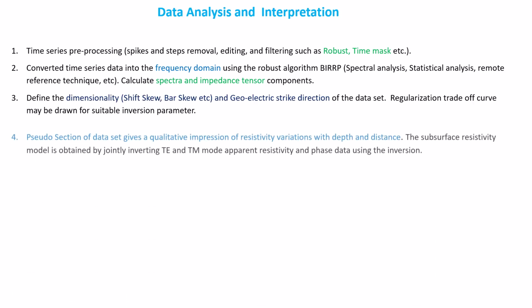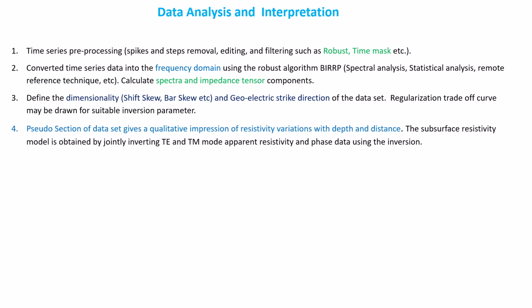We can arrive at the data analysis and the interpretation. Already I have told that you have time series data, you can convert the time series data into frequency domain data and calculate the spectra and the impedance tensor, and then you define the dimensionality and the geoelectric strike direction and the regularization trade-off curve for inversion parameters. Finally, you do the pseudo section of the data, which will give you an impression of the resistivity variation with the depth and the distance.